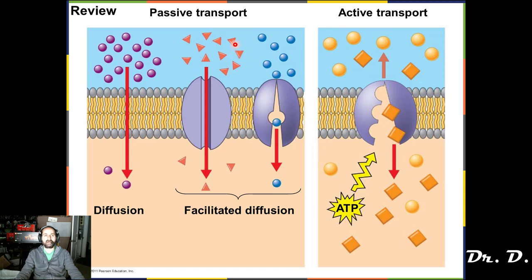What if these triangles represented ions like sodium ion or chloride or potassium ion? Can those ions go directly through the membrane? No, because they're charged. Only nonpolar things can diffuse directly through the membrane. So do you see these proteins here? These are called transport proteins. Remember, channel proteins or carrier proteins.